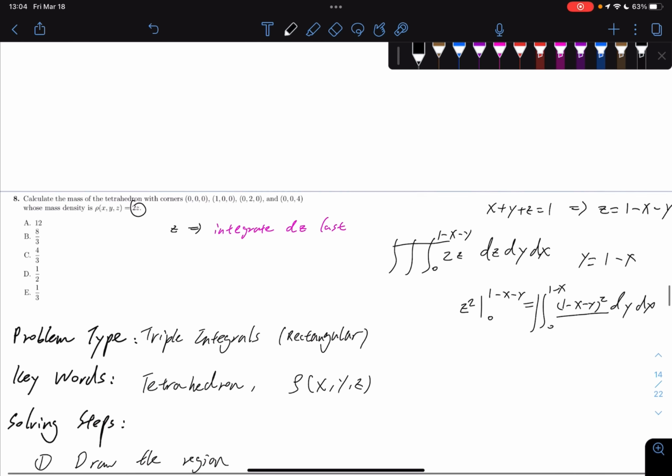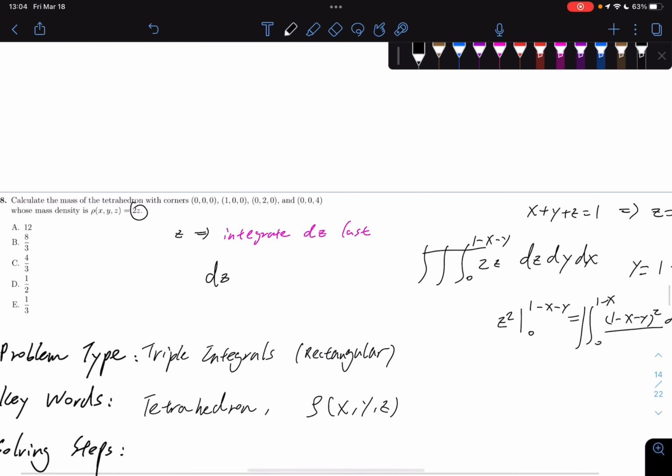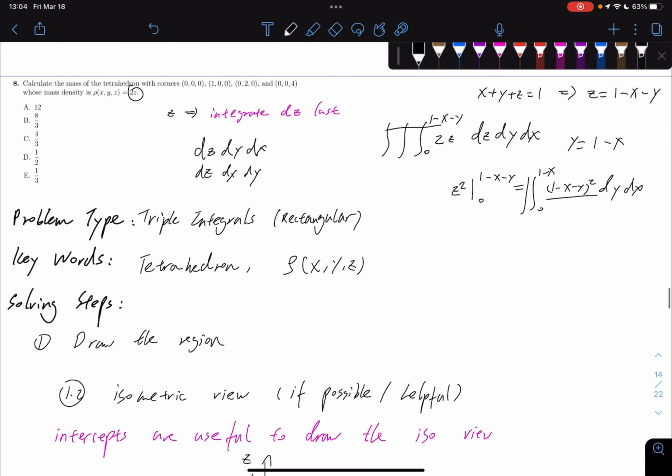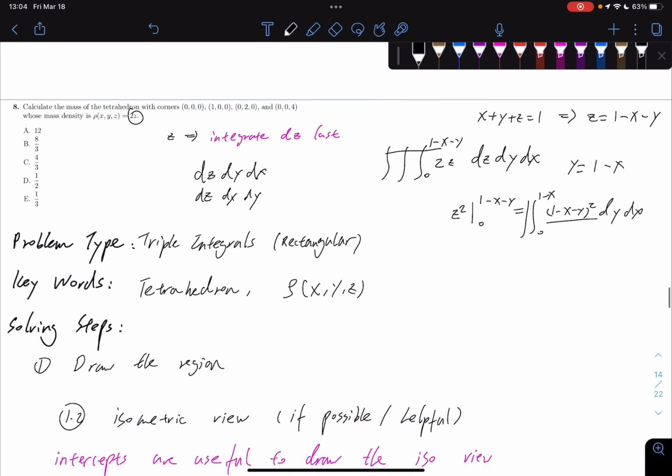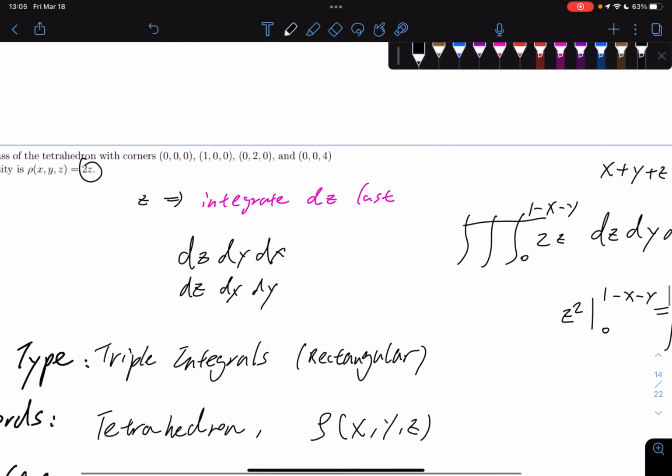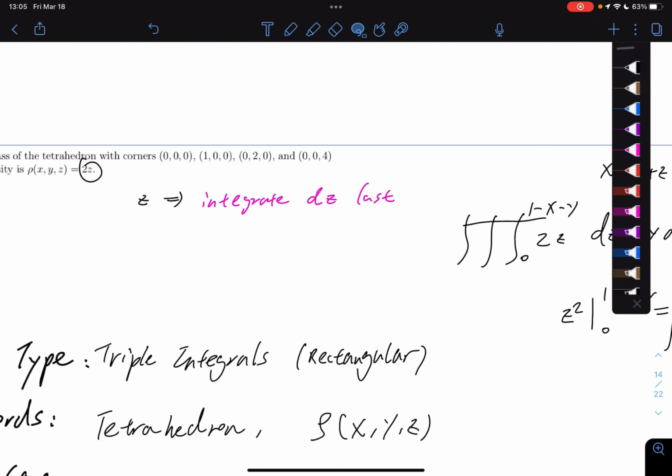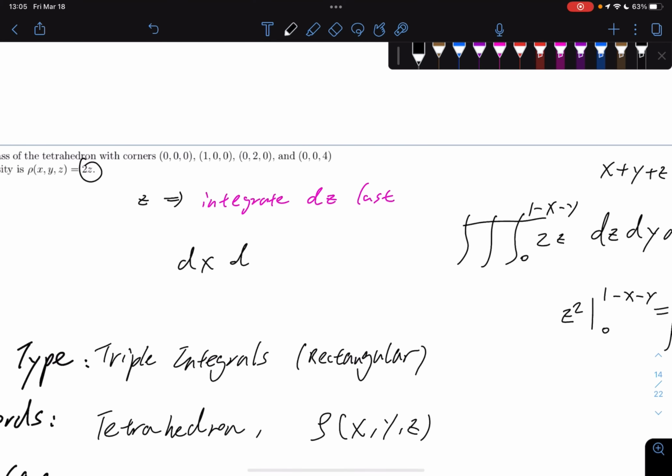And so you can choose dz dy dx or dz dx dy. The choice is up to you. You can choose dx dy dz, saving the z at the very last, or you can do dy dx dz, again saving the z at the very last, but switching the order of integration for the innermost and intermediate variable.